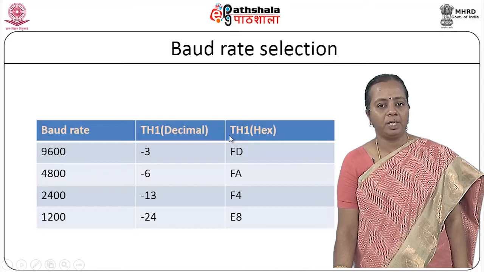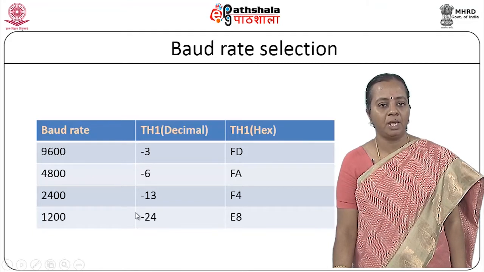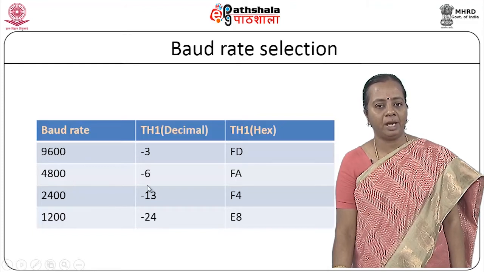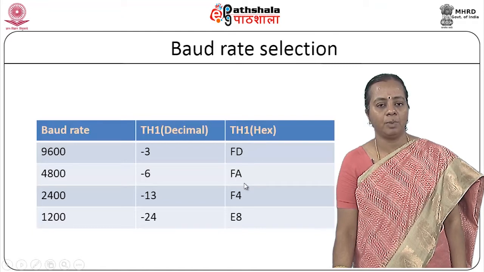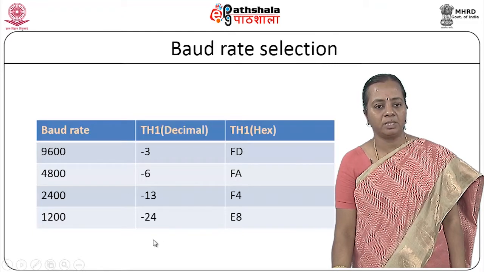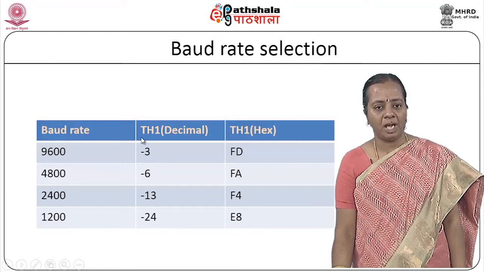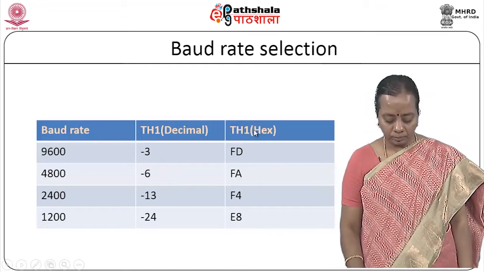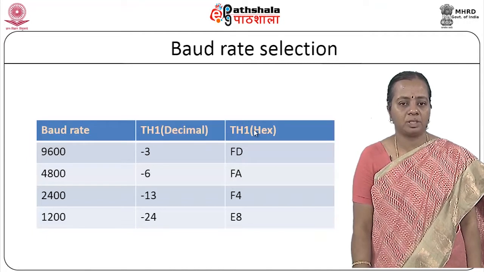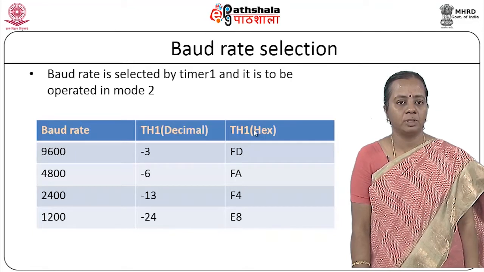So you just see that this is actually 9,600 baud rate, TH1 is set with -3, and if I am putting it in a hexadecimal value, it is FD. That means F of -3 is nothing but FD. So for 4,800, I have to set -6, and this F of -6 is nothing but FA. So for 2,400 it is -12, and for 1,200 it is -24. Either I will set these negative values, or I will set these hexadecimal values in the timer 1 TH value, where you have to set these particular values.